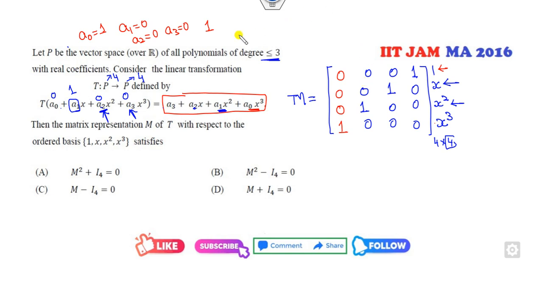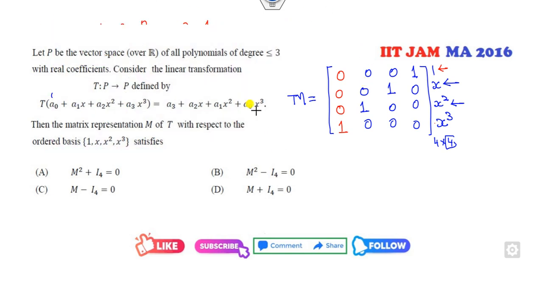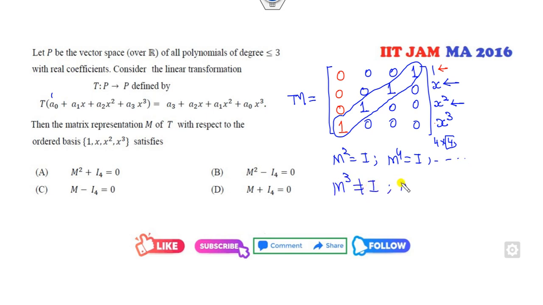Fine. Now you can see what I gave you as earlier tips. Whenever you have an identity matrix but in the reverse side, M square is always I, M raised to power 4 is always I, and so on. But odd power will not be I. M raised to power 5 is not I.